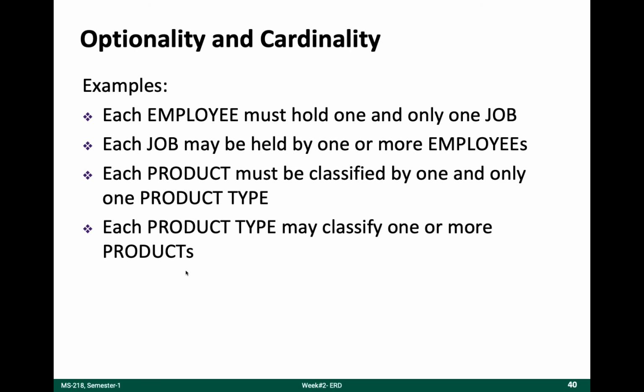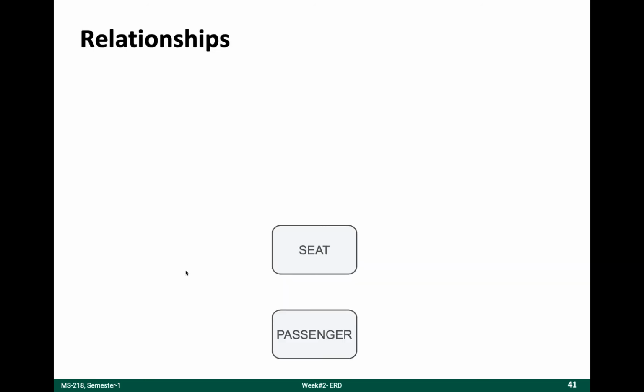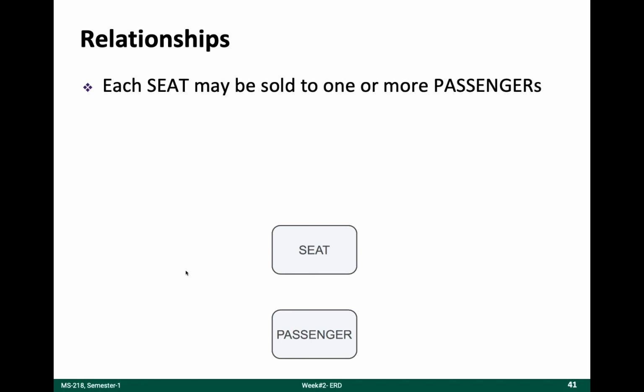Okay. So, for example, we have a seat, like for a train or some bus or aeroplane, right? And we have a passenger. So it must have some relationship at a particular time, right? So each seat may be sold to one or more passengers. Is it possible?